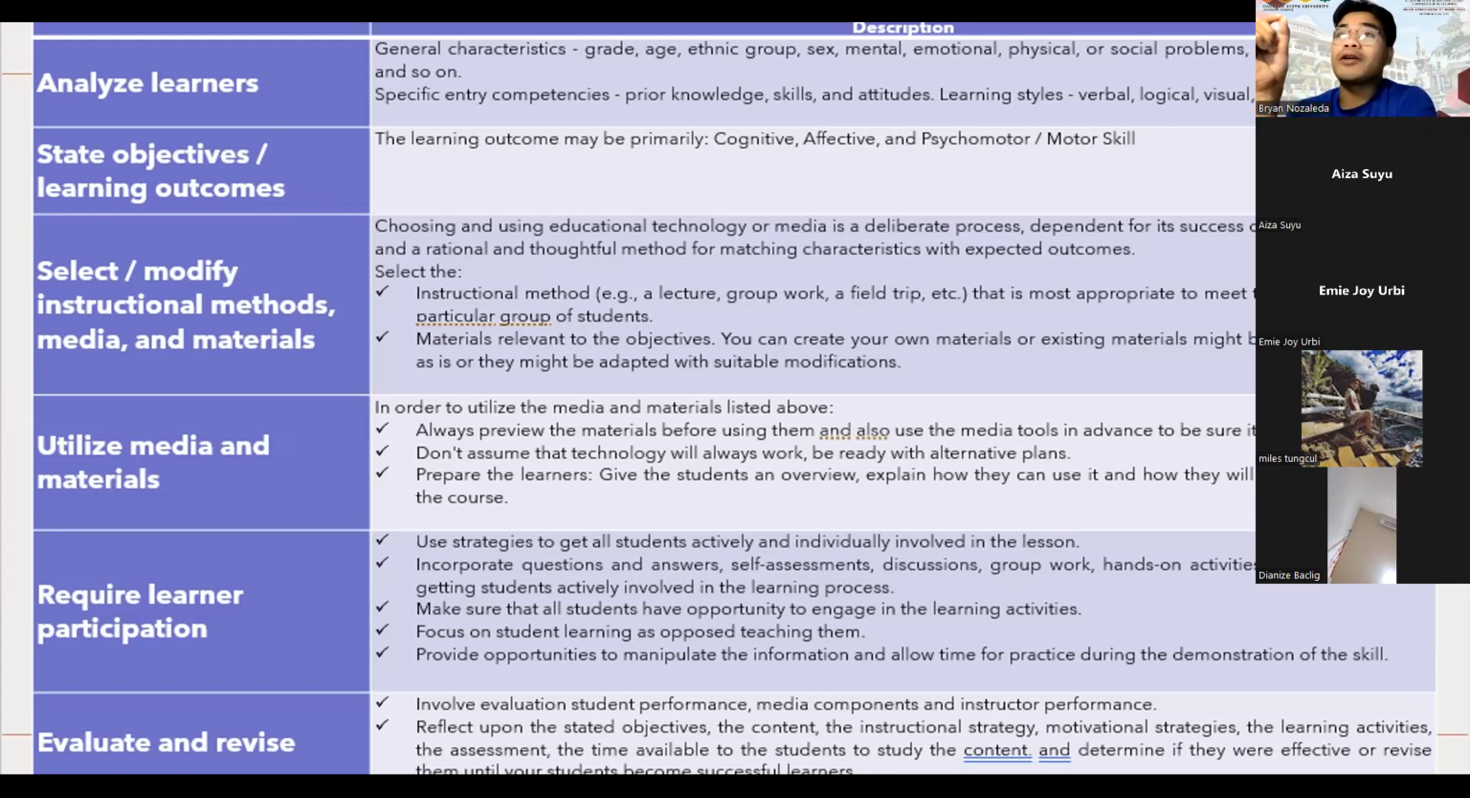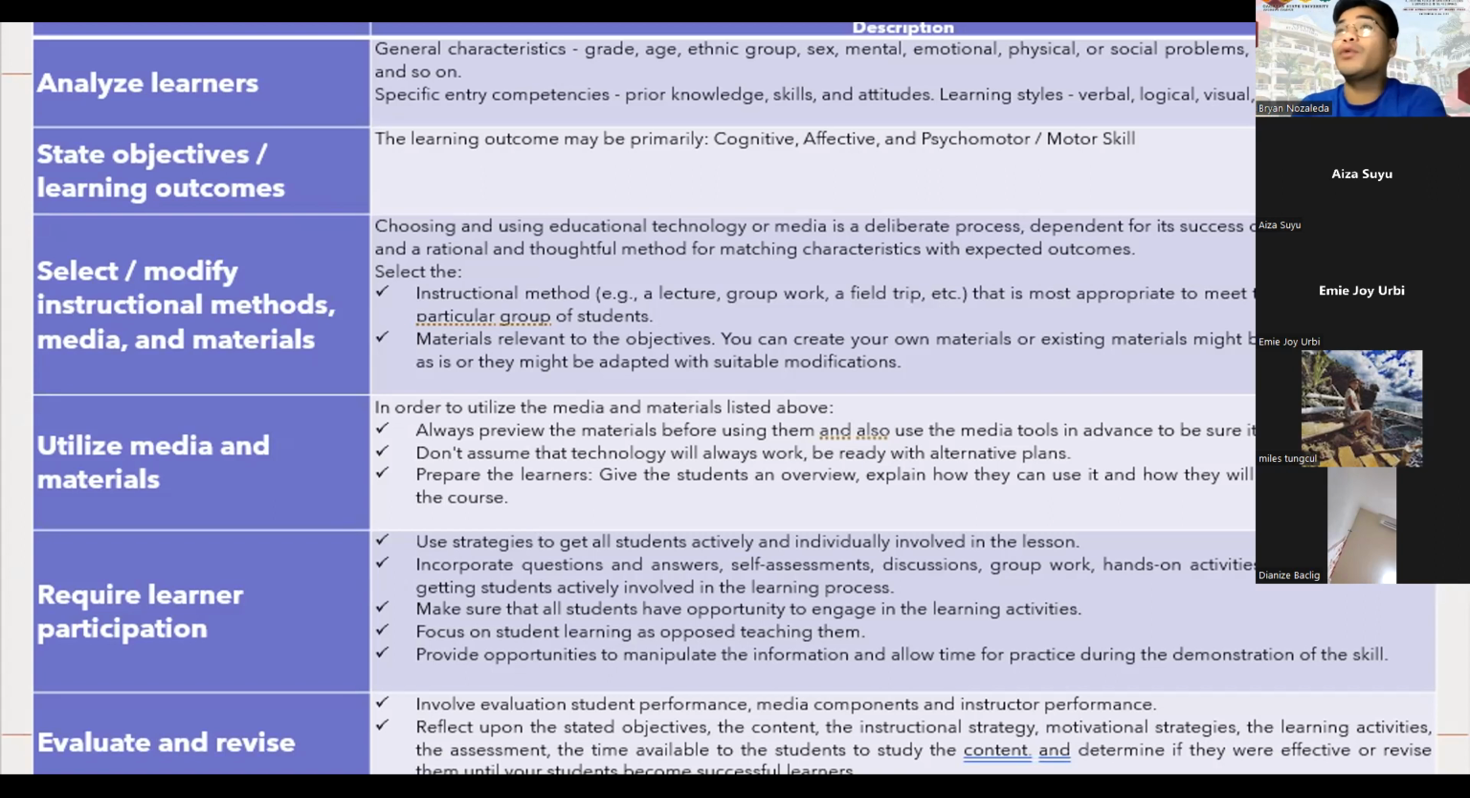And take note, our basis of the selection or modifying of instructional materials are our objectives. Okay, are our objectives. If one of your objectives is the student should be able to perform Lakota Kagayana, then what material should you use? Should you be using a what?